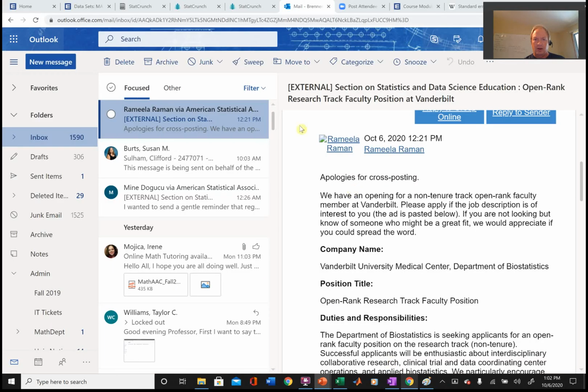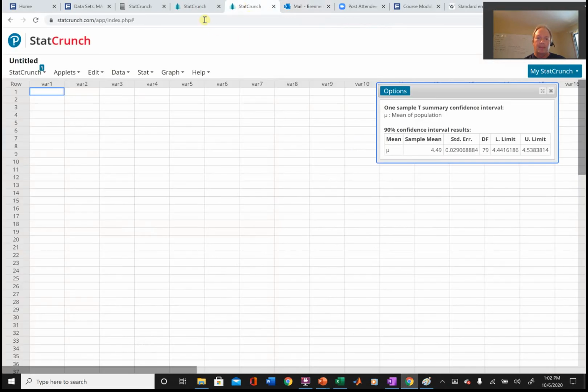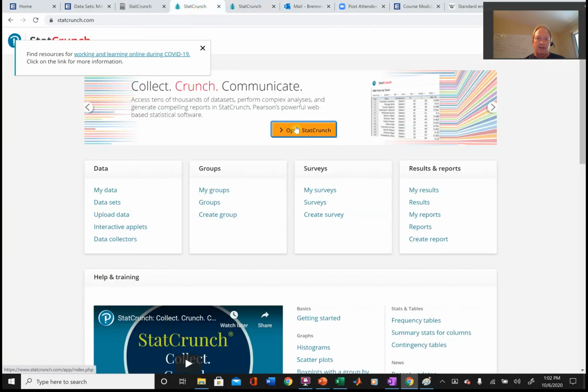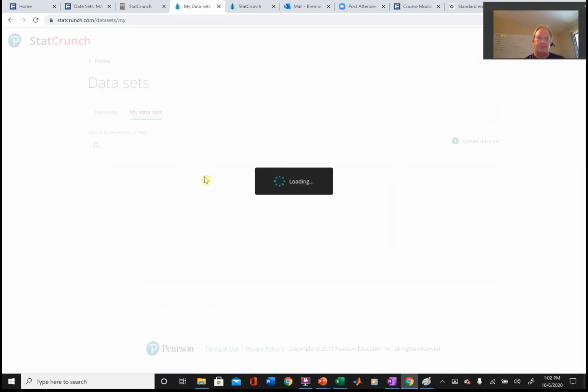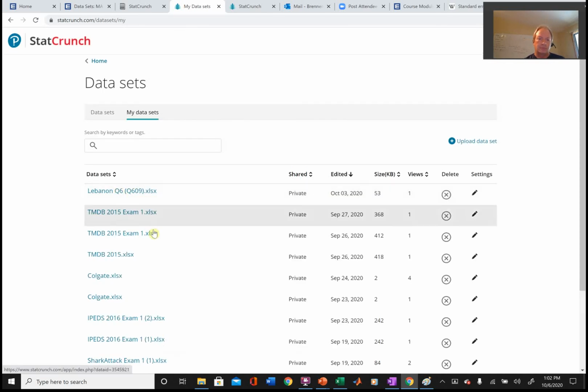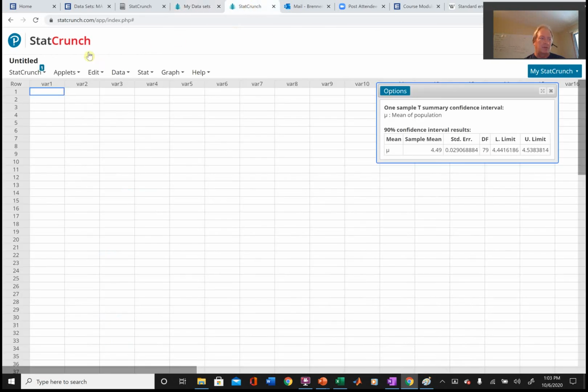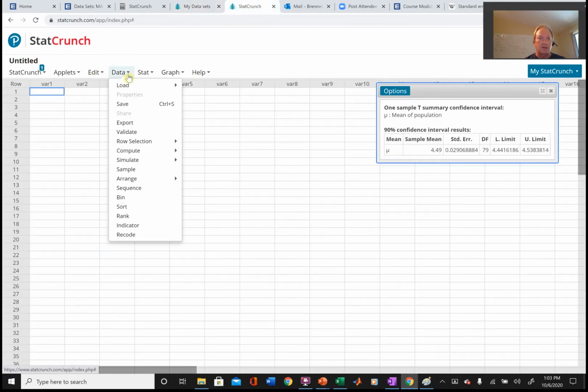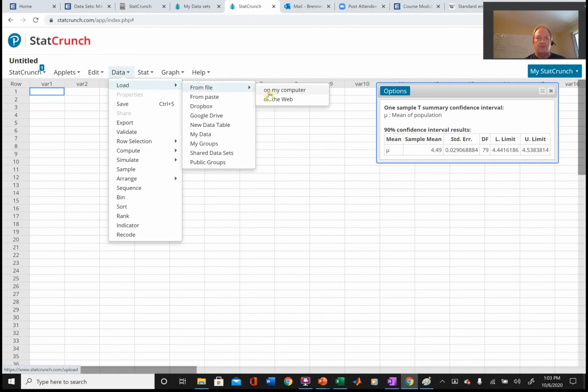So here we go. I already have the data set loaded. Thought I did, but I guess I don't. Okay, so let's go ahead and load it from a file on my computer.